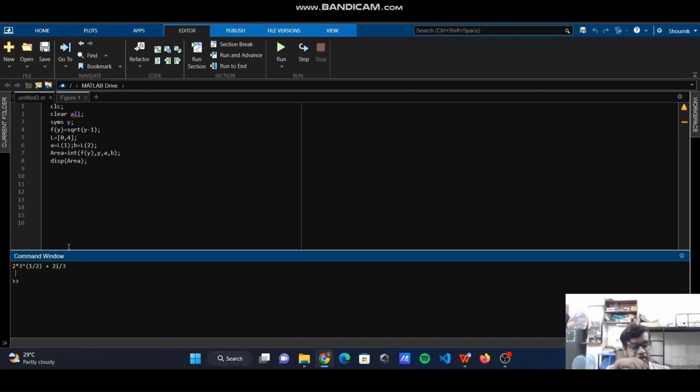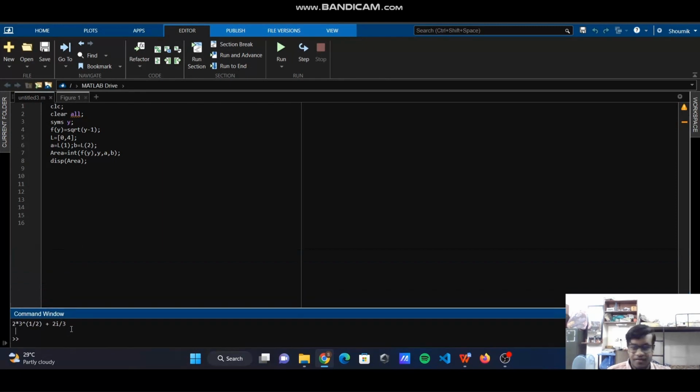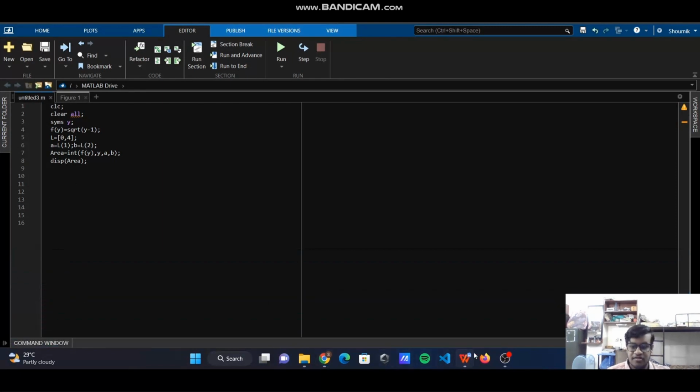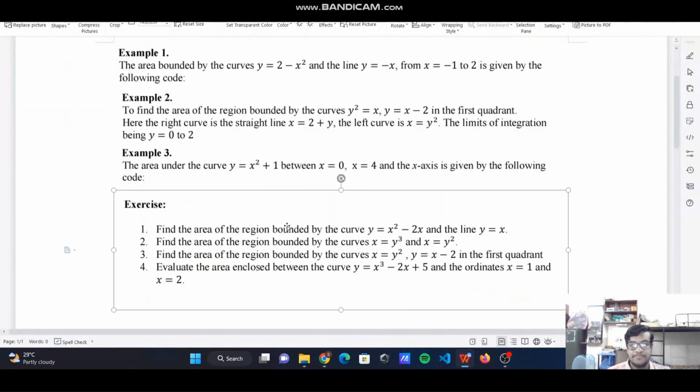Yeah, and this is our answer. However, I am not sure it is correct because it's showing an imaginary variable. Okay, let's move on to the exercises.